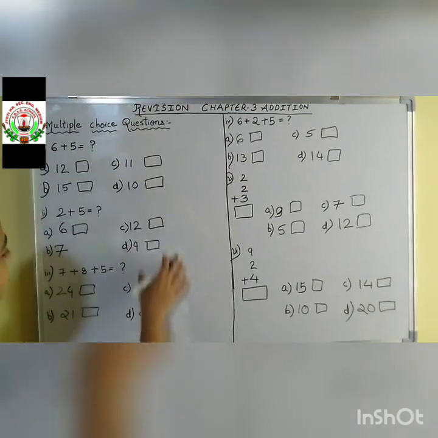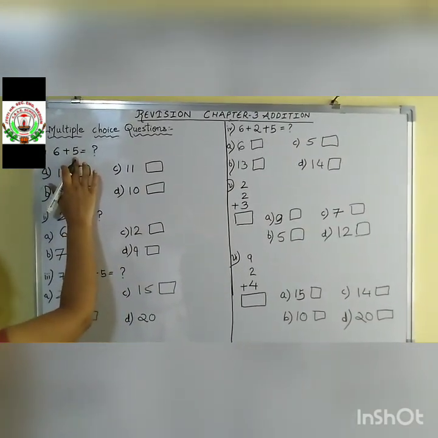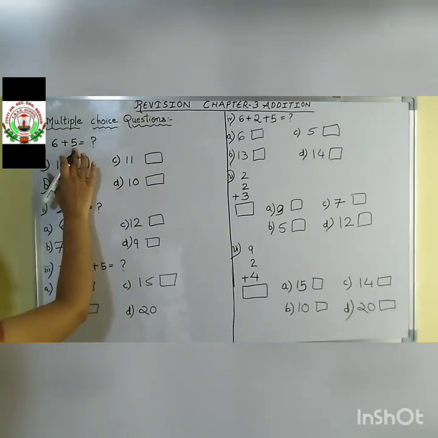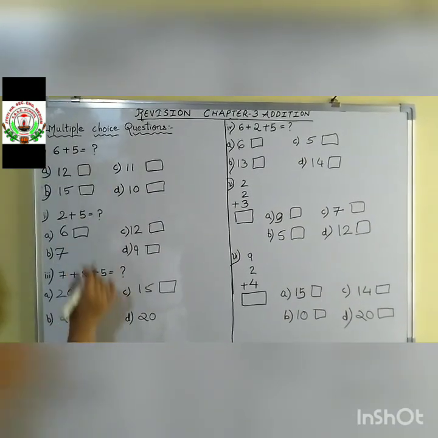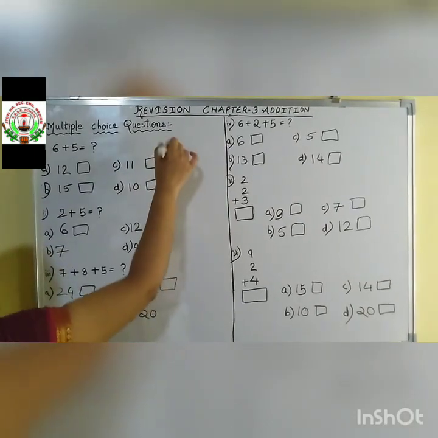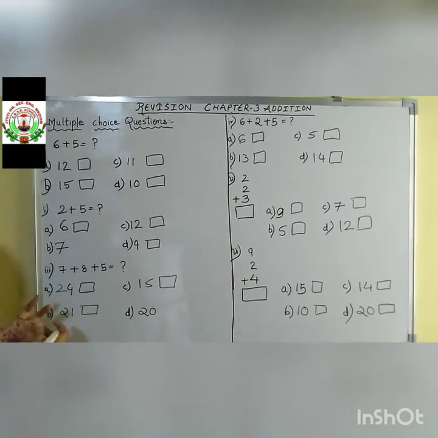So let us do some more questions of the addition. 6 plus 5. Do you know what 6 plus 5 will be? These numbers are one digit numbers. So 6 plus 5 you can do either by counting or by placing the sticks like this. 6 plus 5: 7, 8, 9, 10, 11. Or either you can place the sticks.